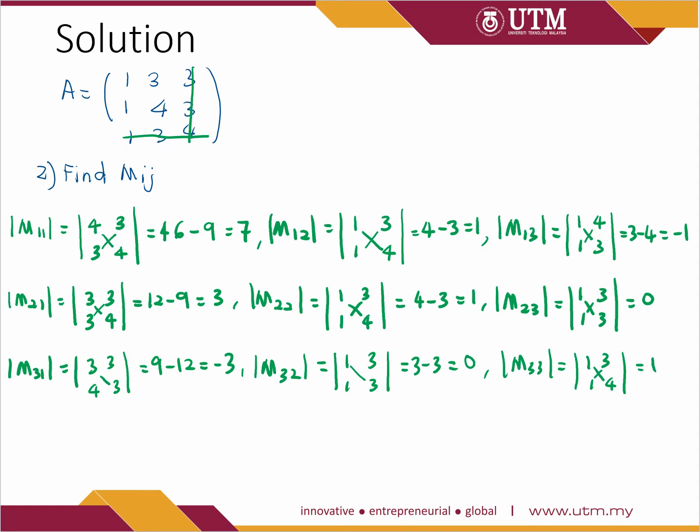So we can rewrite our Mij: M11 is equal to 7, M12 is 1, M13 is negative 1, M21 is 3, M22 is 1, M23 is 0, M31 is negative 3, M32 is 0, and the last one is M33, which is 1.